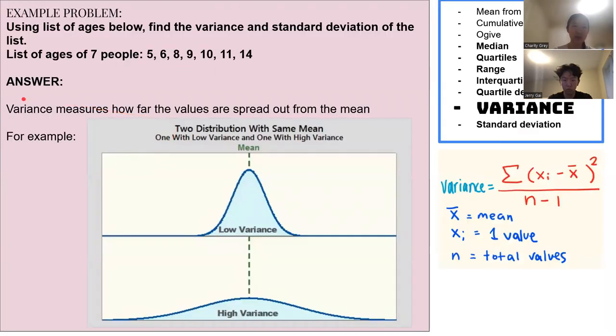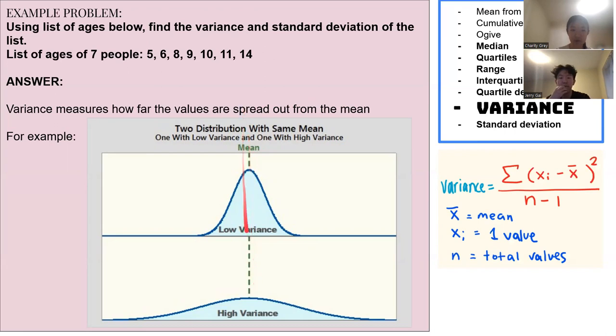The answer to what the definition of variance is: variance measures how far the values are spread out from the mean. So you should all know what the mean means. Please pause the video right now and tell your teacher how you can calculate the mean. We will be continuing on with the solution right now. So the mean is the average of all the values.